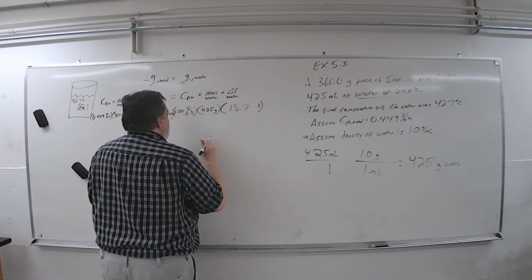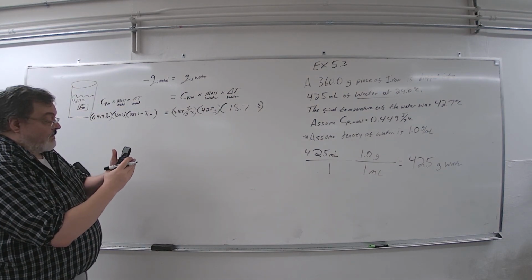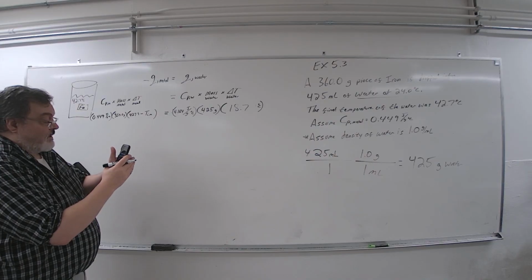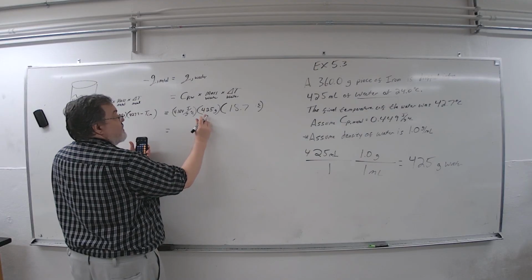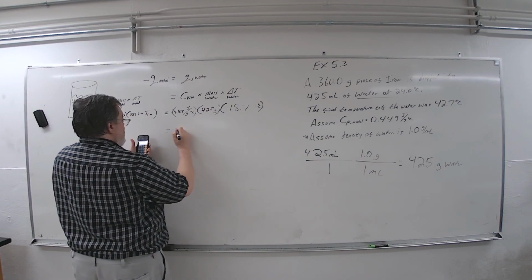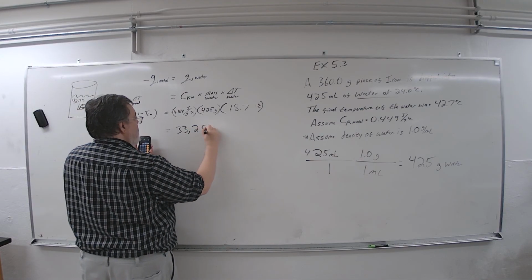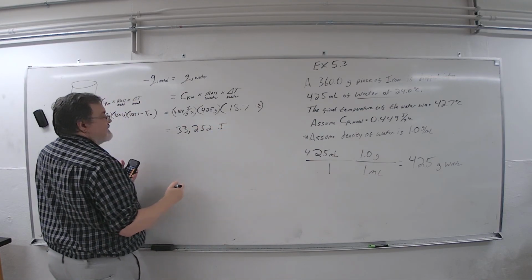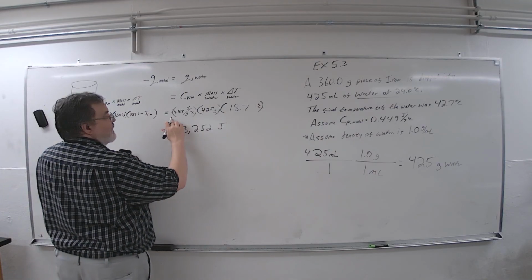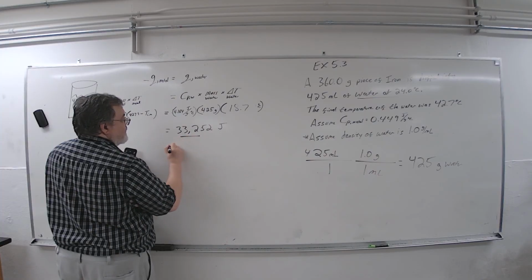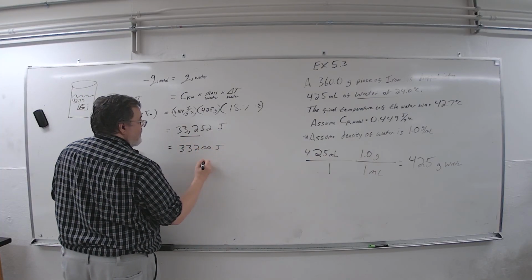So let's do it like this. 4.184 times 425 times 18.7. Grams cancel, degrees C cancel. What we've got is joules. That's how many joules went into the water from the metal. Truthfully, 433, we really should go joules.